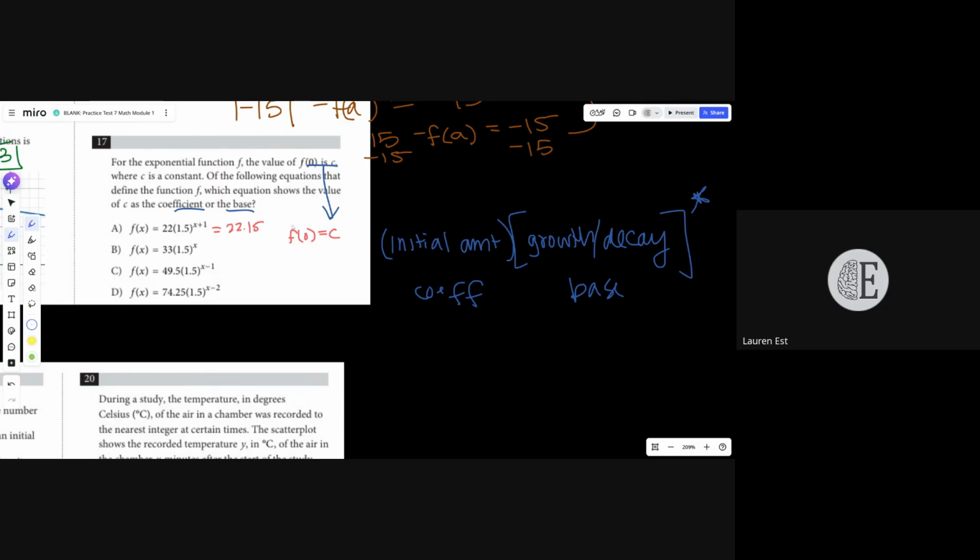And I don't even know why I wrote that. Sorry. I don't even need to plug this into my calculator, because I know that whatever number this spits out is not going to be equal to 22 or 1.5. For this one, f of 0 is equal to c. In this case, the answer is going to be b because it's 33 times 1.5 to the 0. And 33 times 1.5 to the 0 is the same thing as 33. Anything raised to the 0 power is 1, and that's my coefficient.